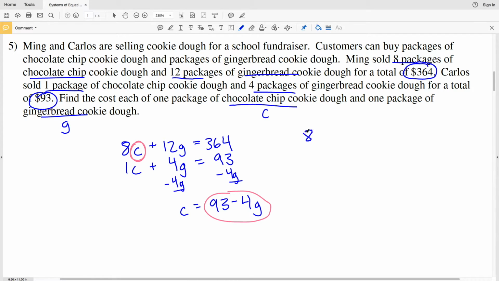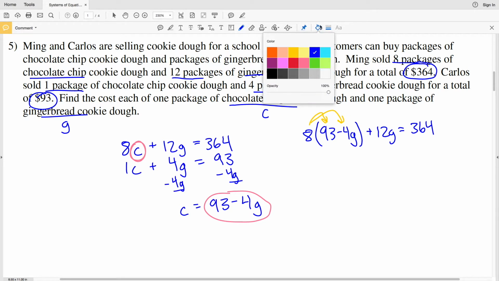So that will be 8 times c, which we have as 93 minus 4g, and that's going to be added to 12g, and that will equal 364. So what we're going to be solving for, since we substituted in c, we're now solving for g. So we're solving for the price of one package of gingerbread cookie dough. And we'll get that by distributing the 8 at the start.